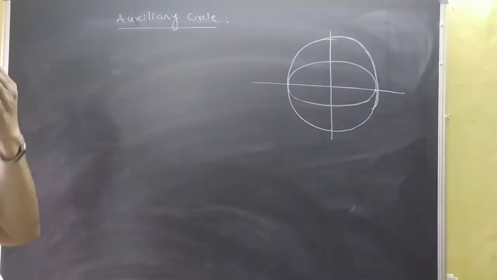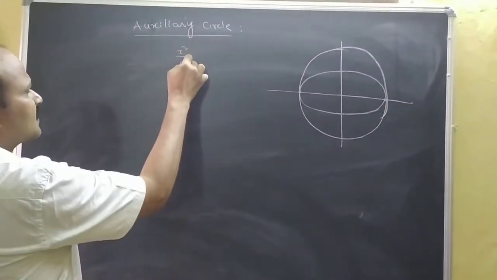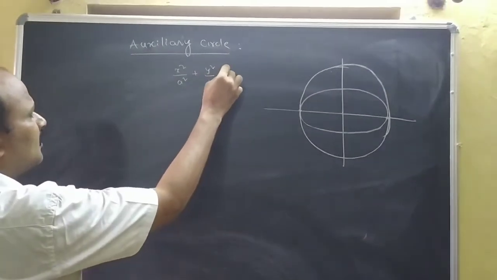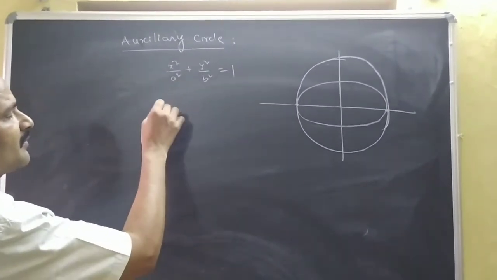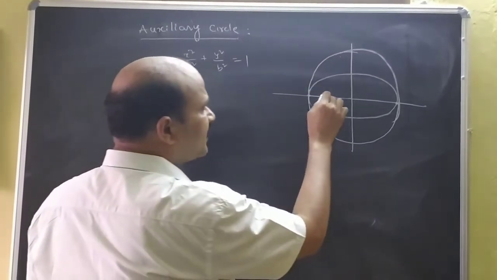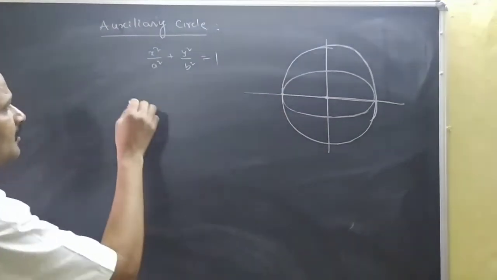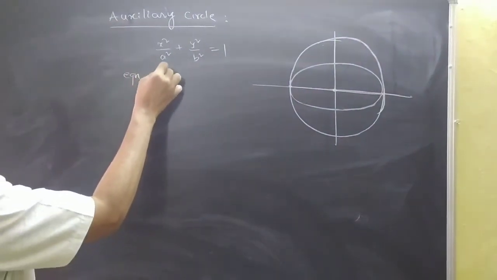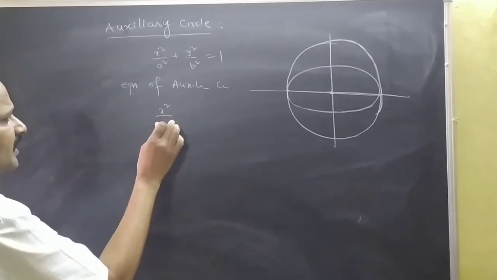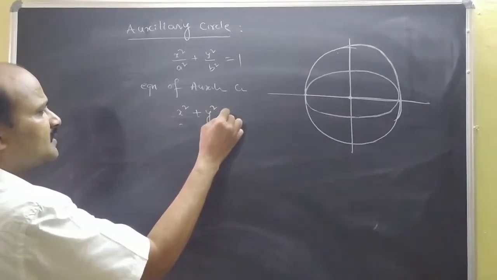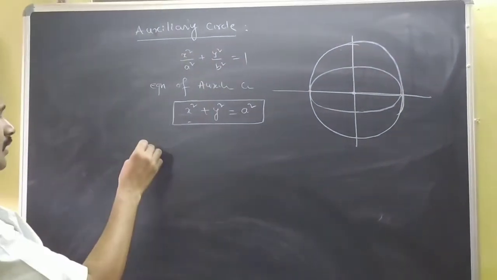In this case, now the ellipse is x square by A square plus y square by B square is equal to 1, the standard form of an ellipse. The length of major axis is 2a, therefore the diameter is 2a units, now radius is a units, and center is origin. Now the equation of auxiliary circle is x square plus y square is equal to a square. This is the auxiliary circle.